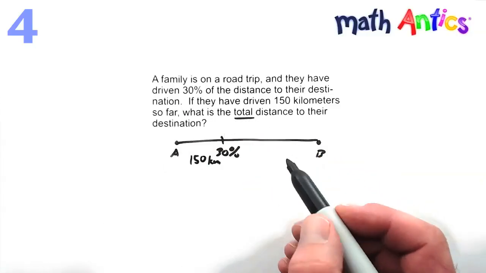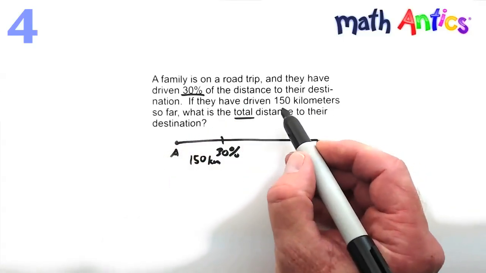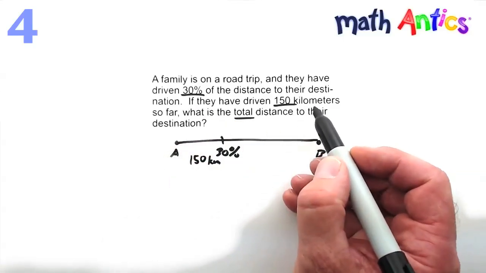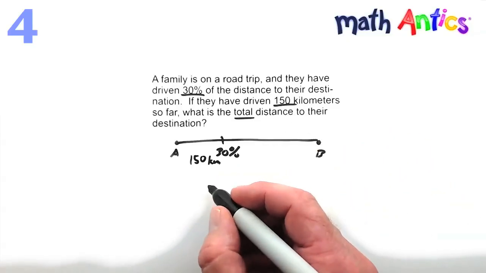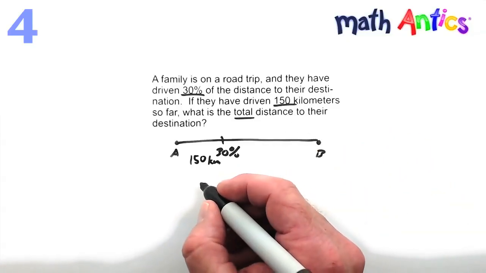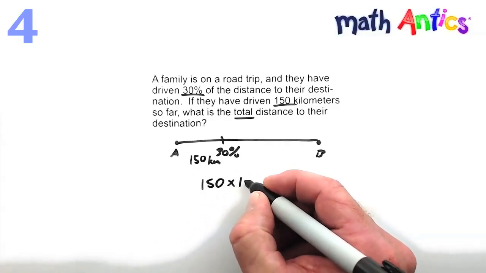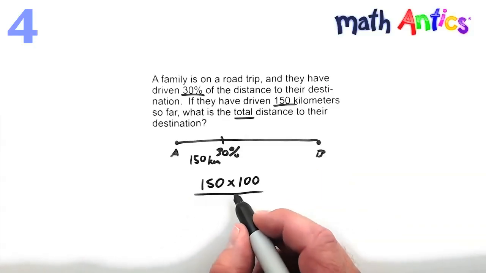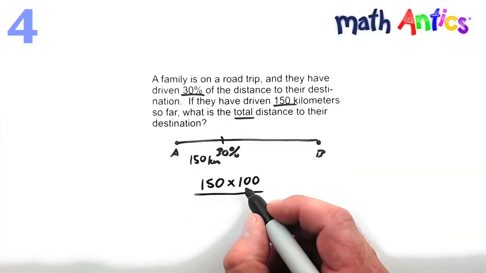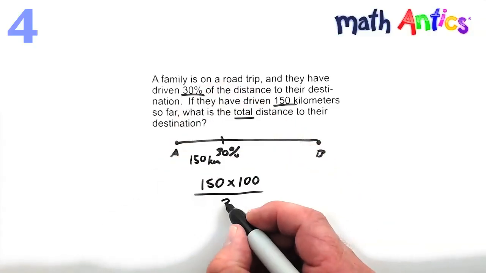So this is a percent problem. What do we know? Well, we know the percent, and we know the part that they've gone so far, 150 kilometers. So let's plug that into our formula that we learned in the video. The part goes on top, so that's going to be 150 on top, and we multiply the part times 100. And then we divide those numbers, what we get from doing that, we divide that by the percent, which is 30.